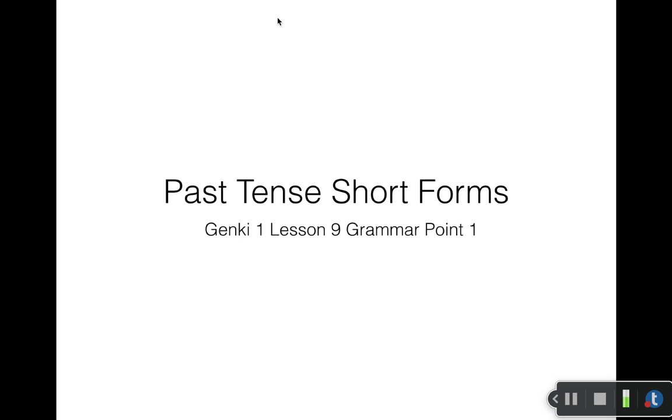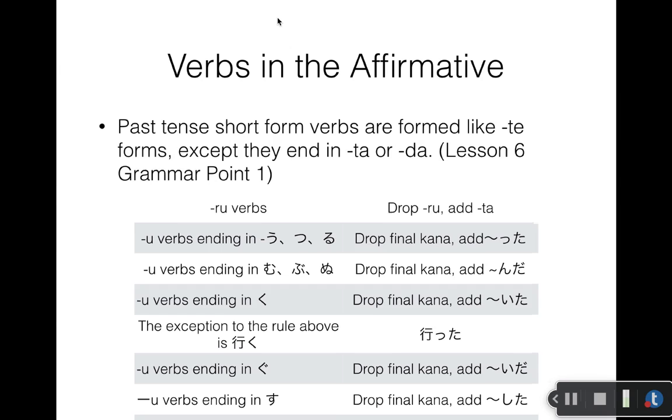Genki 1, Lesson 9, Grammar Point 1, where you learn how to make past tense short forms of all parts of speech: verbs, adjectives, and nouns. Let's go. Verbs in the past tense affirmative short form are very similar to forming te form verbs. The only thing that's different is the final vowel sound. So, instead of ending in te or de, these verbs end in ta or da.